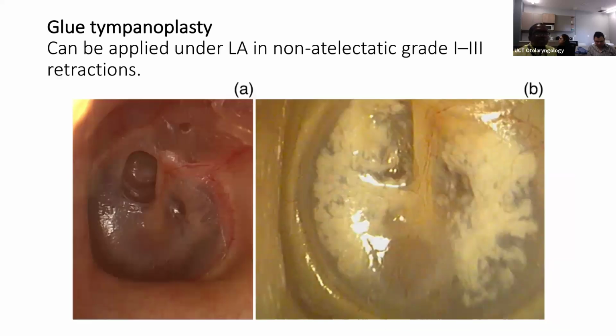I came across the glue tympanoplasty, where the retraction pocket is sucked out and then some kind of glue is applied. And that study found that the same ear having had the glue tympanoplasty looked like this after surgery. Yeah, there's some tympanosclerosis in addition.